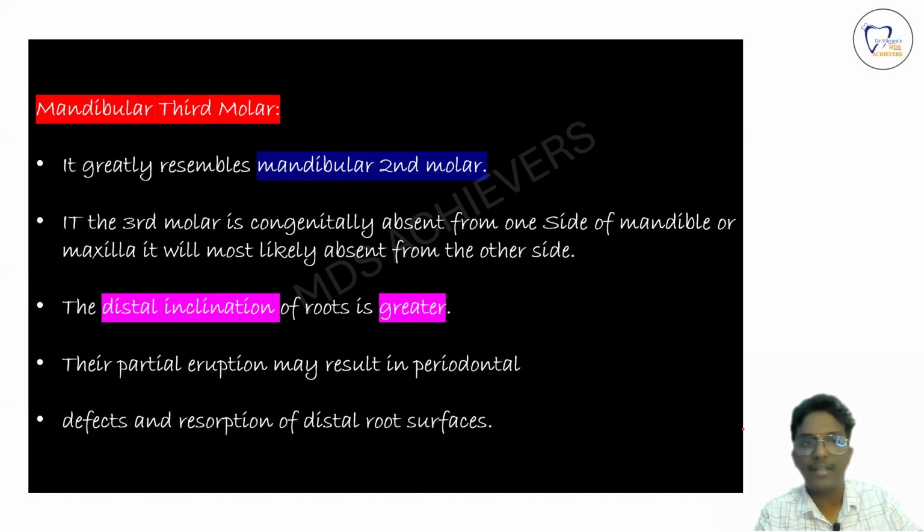Mandibular third molar greatly resembles a mandibular second molar, and the third molar is commonly absent from one side. Suppose on the right side we don't have a mandibular third molar, then definitely on the left side also it will be missing. The distal inclination of the roots is greater, and their partial eruption may result in periodontal defects and resorption of the distal root surfaces.